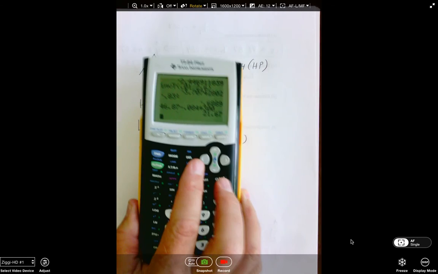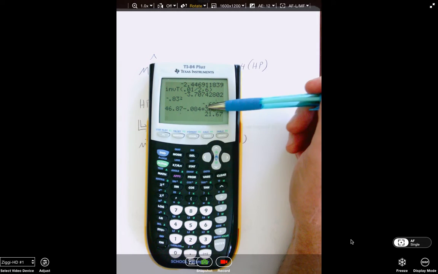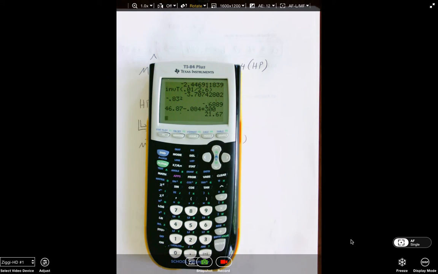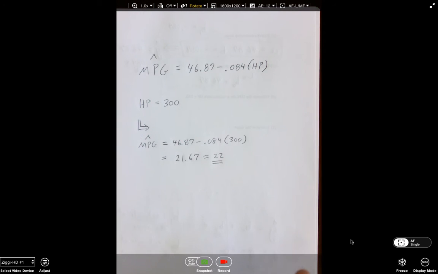Now, your calculator is what's called order of operations smart. It'll figure it out. It may be better to think of this as your calculator is going to do, again, it's called order of operations smart.